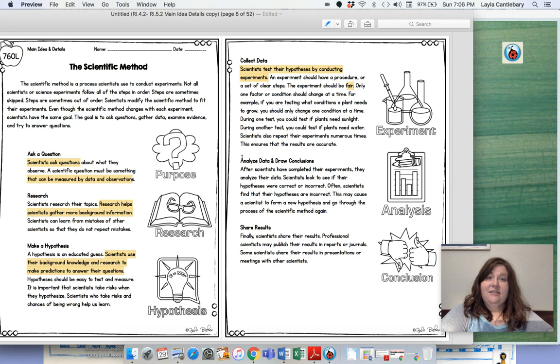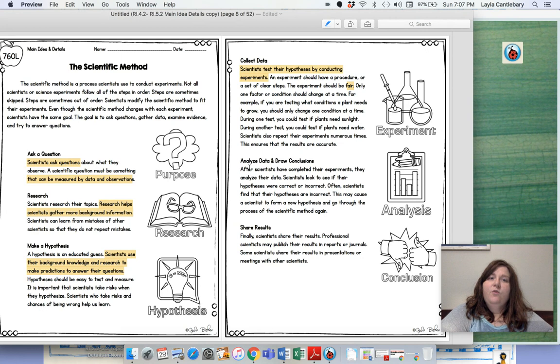All right, let's read the next paragraph and do the same thing. Pause after we read it. You think about what is the key detail, the most important piece of information from that paragraph, and then unpause to see if we match. All right? Analyze data and draw conclusions. After scientists have completed their experiments, they analyze their data. Scientists look to see if their hypotheses were correct or incorrect. Often, scientists find that their hypotheses are incorrect. This may cause a scientist to form a new hypothesis and go through the process of the scientific method again. Okay? Pause and unpause when you're done.